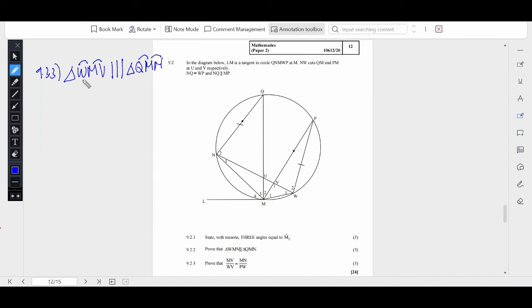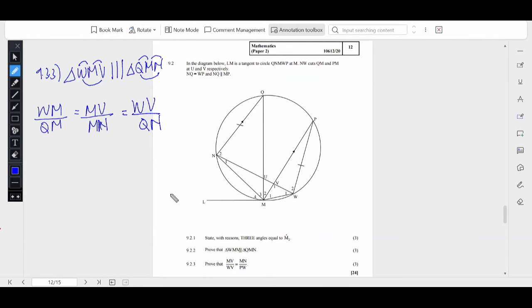So now you have your eyebrows, then you have your smile, right? Eyebrow, smile. Then this will be WM over QM, which will be MV over MN, and then equal to WV over QN. Right. Now, obviously, looking at this, we can see that what we actually want from this is MV over MN and WV over QN, right?